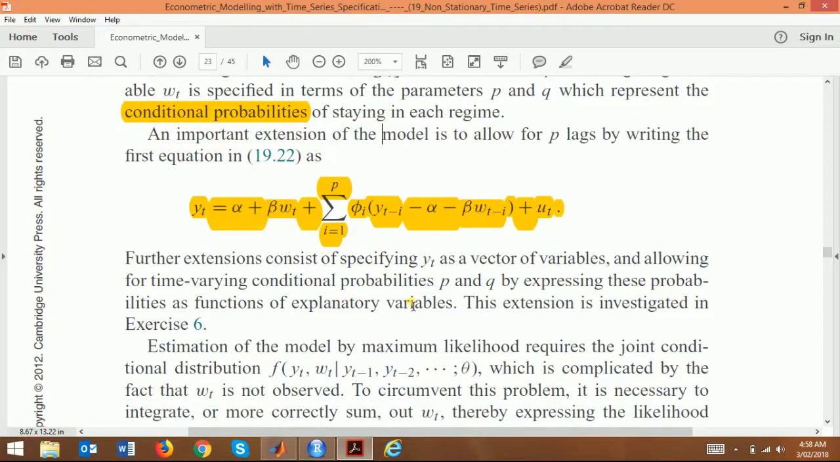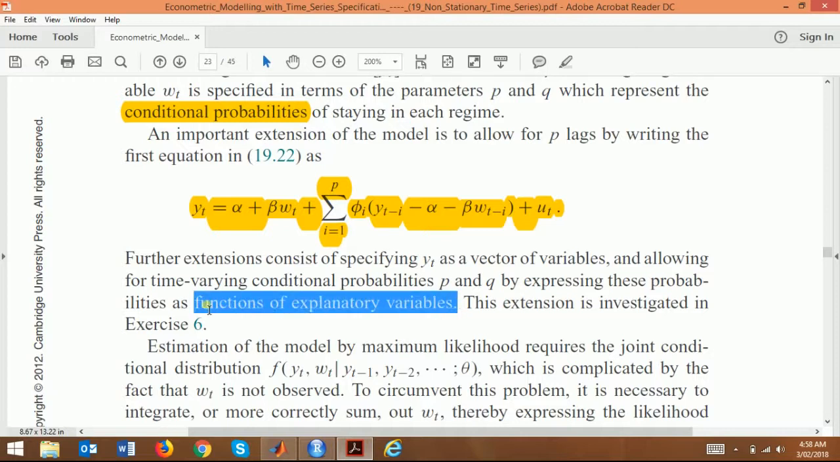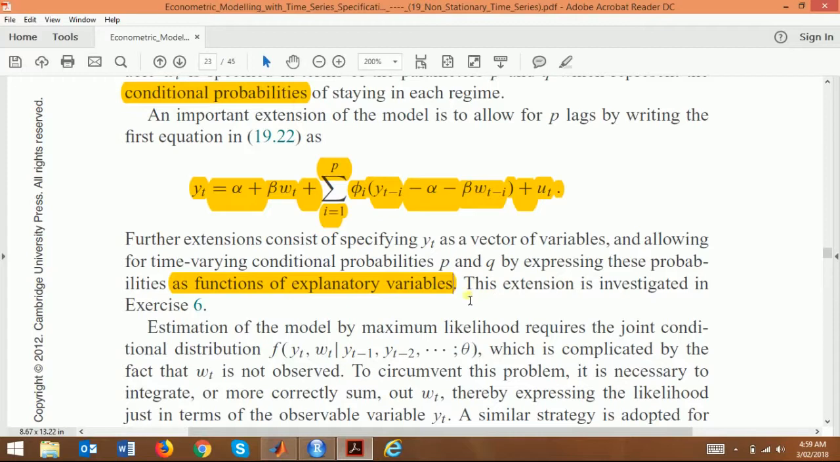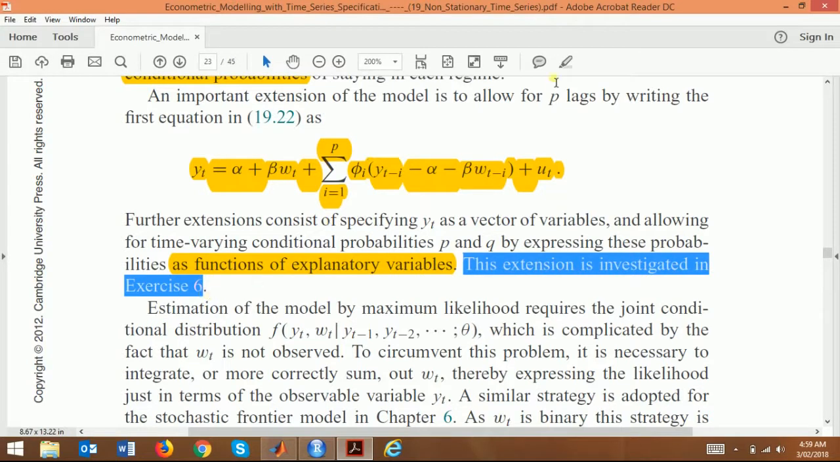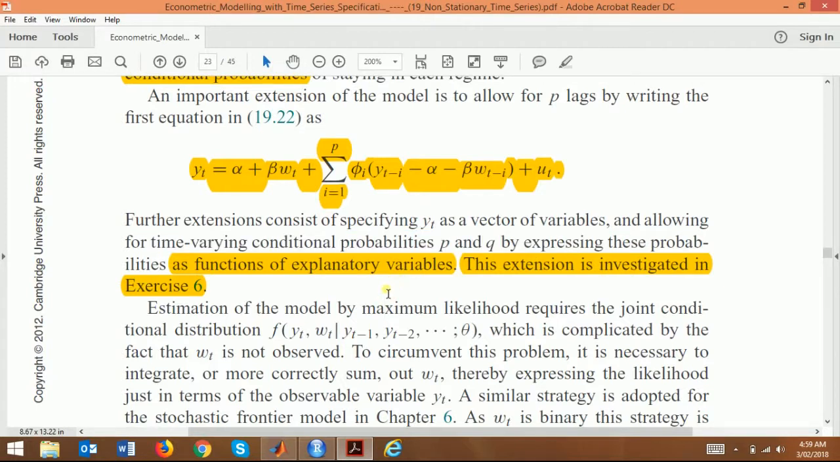A further extension consists of specifying yt, the dependent variable, as a vector of variables and allowing for time varying conditional probabilities p and q by expressing these probabilities as a function of explanatory variables, right? So basically we are saying that if we want to extend this current specification, we can allow y to be a vector of different variables, and we can also allow p and q to express themselves as functions of explanatory variables or x. So they will attach them to exogenous variables, that's all. We will talk about this extension in exercise 6.